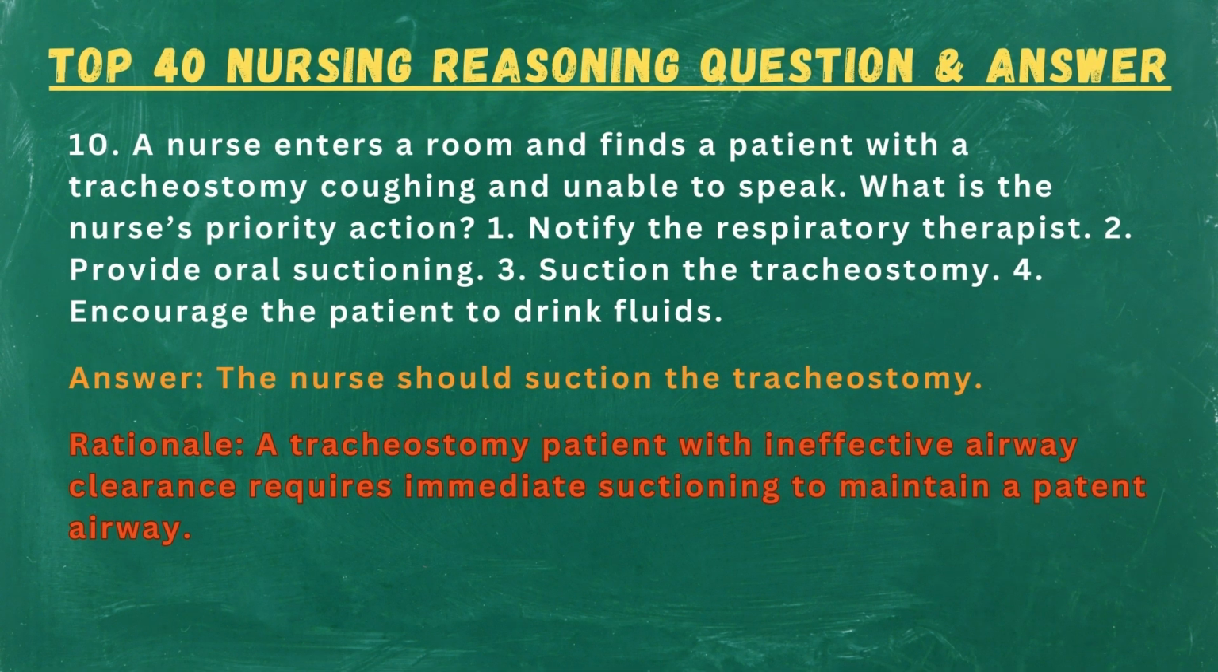10. A nurse enters a room and finds a patient with a tracheostomy, coughing, and unable to speak. What is the nurse's priority action? 1. Notify the respiratory therapist. 2. Provide oral suctioning. 3. Suction the tracheostomy. 4. Encourage the patient to drink fluids.